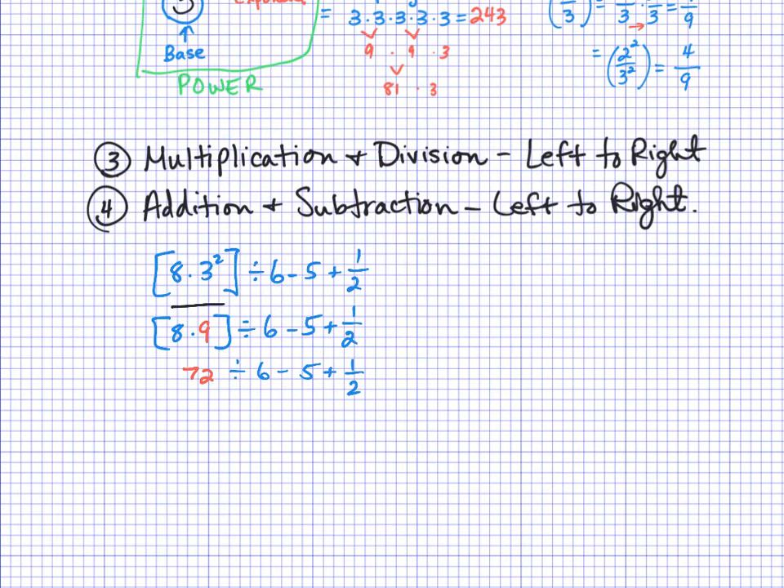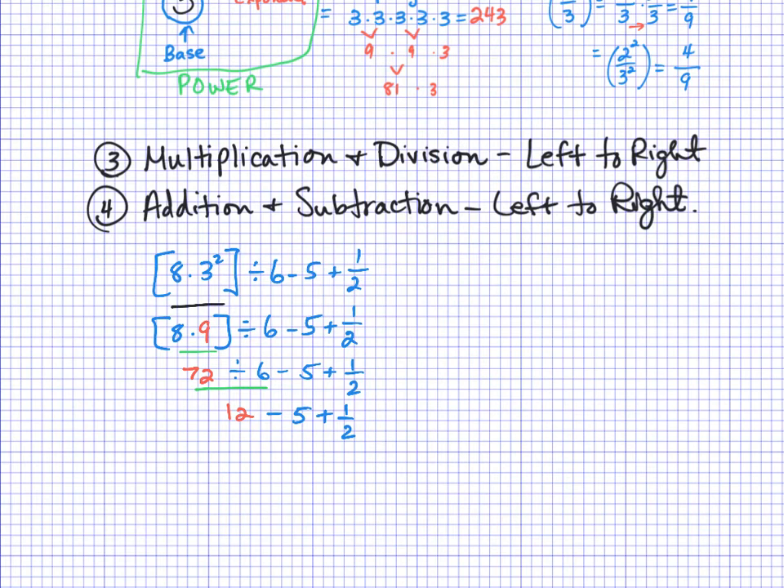I have taken care of all the groups, taken care of the exponents, and now it's multiplication and division time. So here's my multiplication and division, right? There's my multiplication. 72 divided by 6 is 12. So now I have 12 minus 5 plus 1/2. What comes next? Addition and subtraction, left to right.